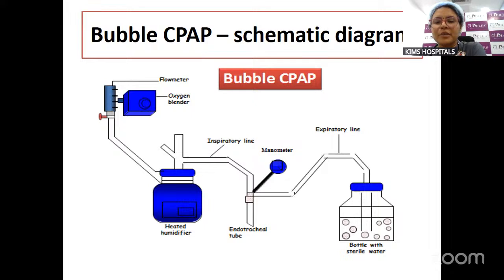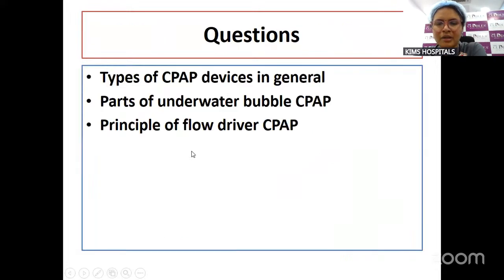Bubble CPAP is a system wherein the heated humidified oxygen-air mixture, which is mixed based on the set fractional inspired oxygen concentration, after getting appropriately heated and humidified to 37 degrees and 100% relative humidity, passes through these circuits and is provided to the baby using a nasal interface, and the expiratory limb is dipped in an underwater seal in order to deliver a certain pressure. And the ventilator CPAP, on the other hand, uses the expiratory flow valve as a mechanism for pressure resistance.